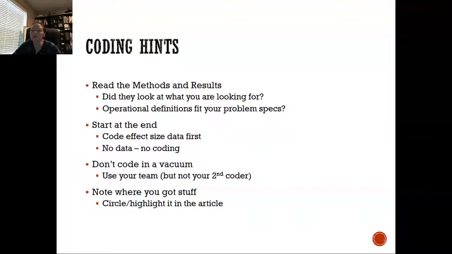Third thing, please don't code in a vacuum. What that means is use your team. If you're banging your head against a wall, remember that 2 brains are usually better than 1, but don't use your second coder. So if you're working on a particular article, make sure that it's not your blind coder that you're reaching out to for help, because you want to be coding as the initial coder, and then you want the blind coder to be blind to any of your thought process.